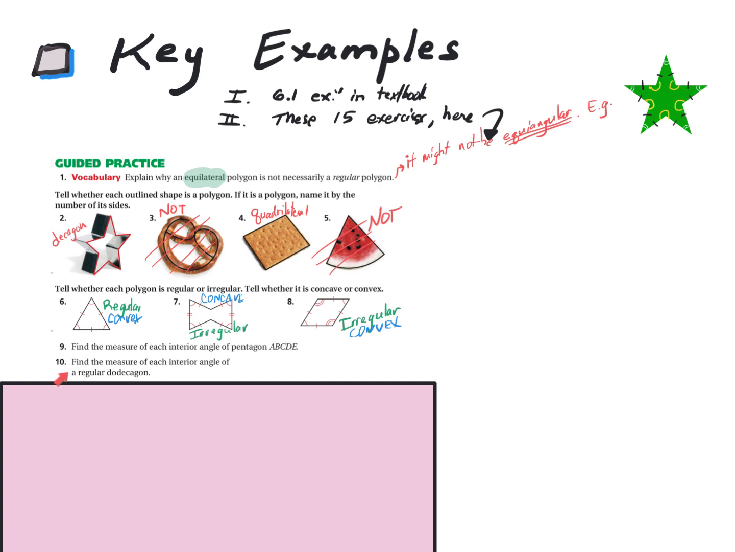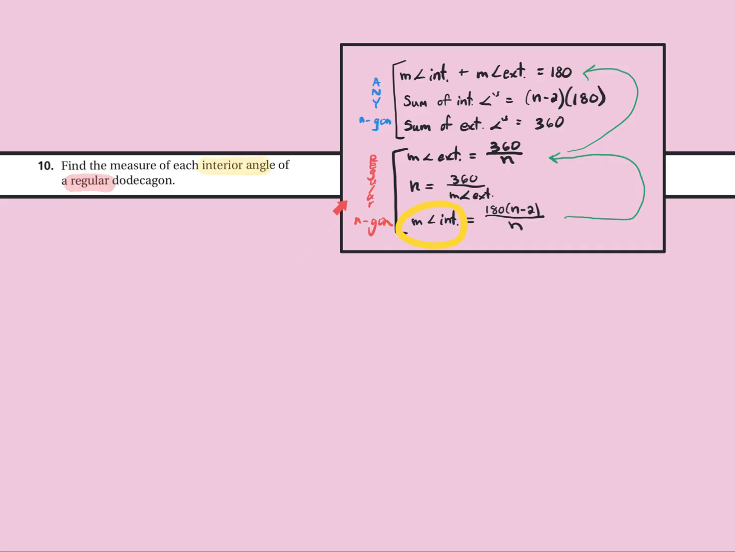How about number 10? Let's find the measure of each interior angle of a regular dodecagon. These are our formulas. We're looking for an interior angle, and it's regular. So for the regular formulas, we have 2 ways to find the measure of the interior angle. We can use this formula, or we can do it this green way, which I submit is going to be easier. In either case, we do need to know n, the number of sides. So this is a dodecagon, and that tells us that the number of sides is 12.